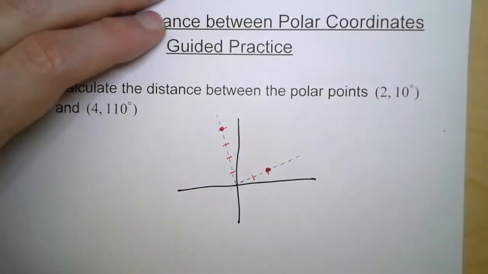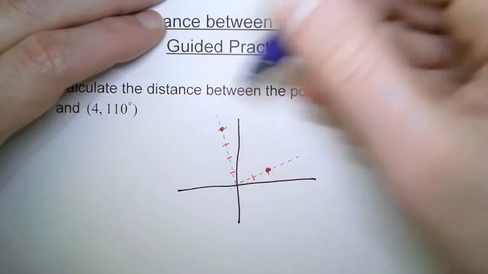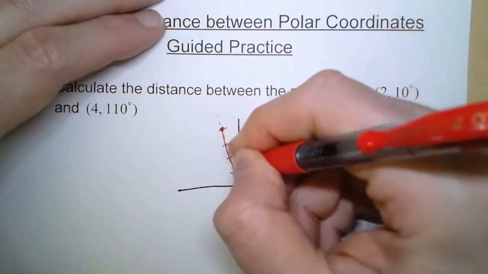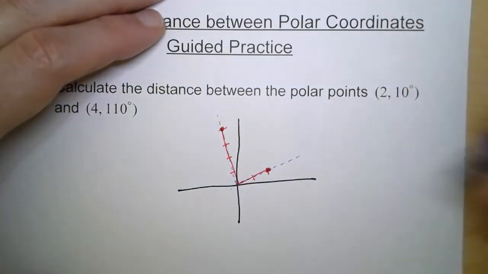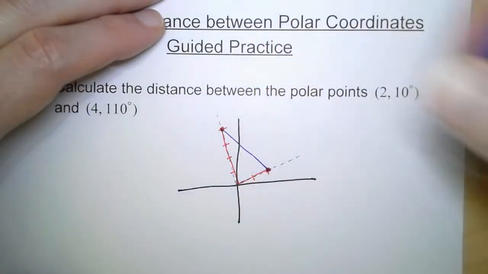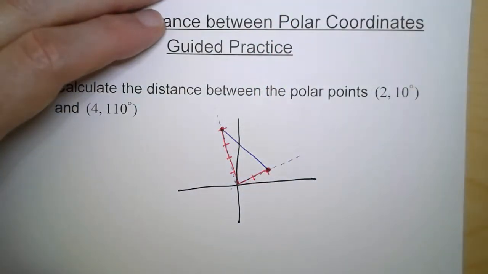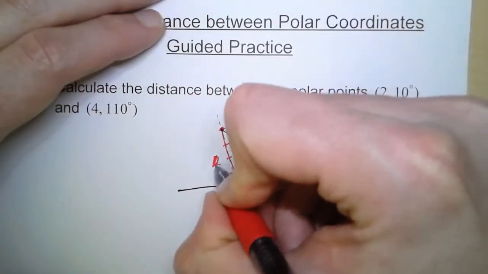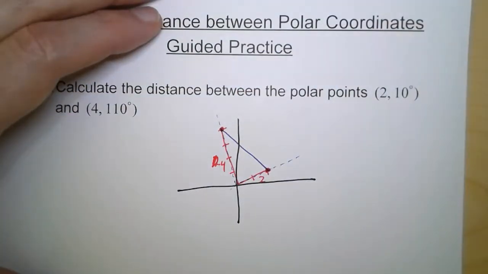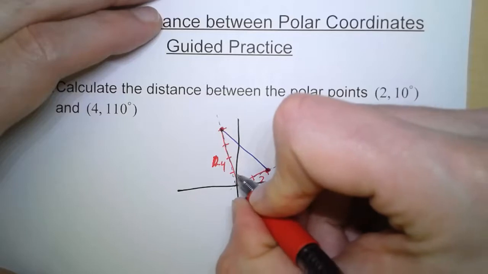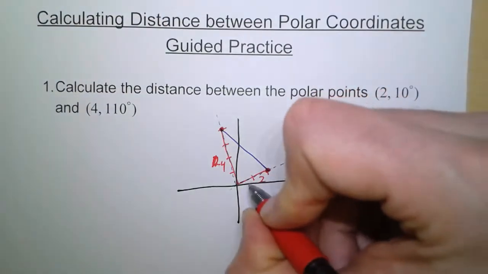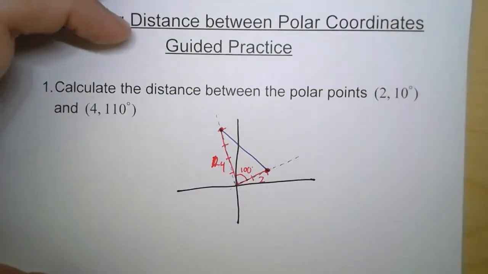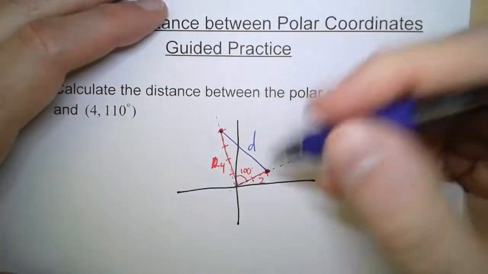Now what we're interested in is the distance between them. What you want to think about is that what we want to find is the lengths of 3 sides of a triangle. Now what do we know? Well, we know that this side has a length of 2. We know that this side has a length of, sorry about that, 4. And we know the angle, because this is 110 and this is 10, so this angle is 100 degrees. And the distance, call it d, is what we want to find.